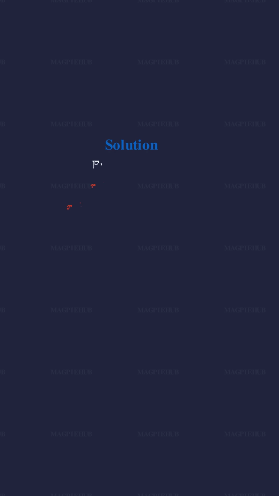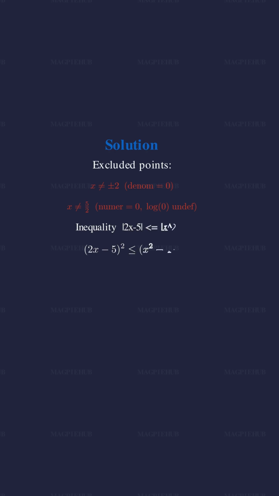Let us solve the problem step by step. First, identify the excluded points. The denominator x squared minus 4 is 0 at x equals 2 and x equals minus 2, so these are excluded. Also, when x equals 5 over 2, the numerator 2x minus 5 becomes 0, making the expression inside the log equal to 0, which is undefined.